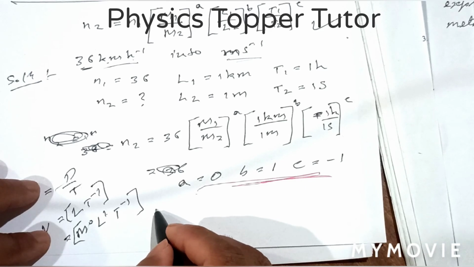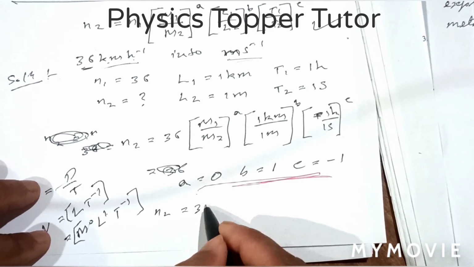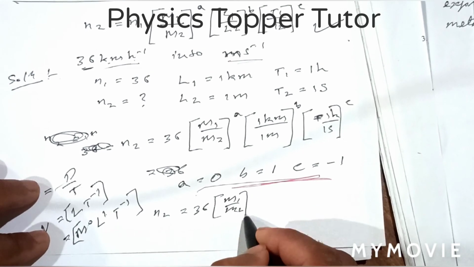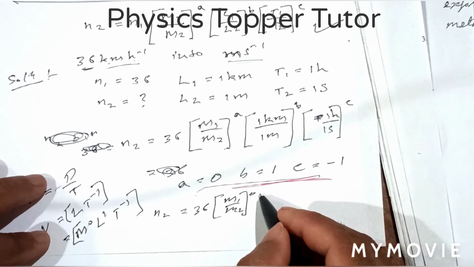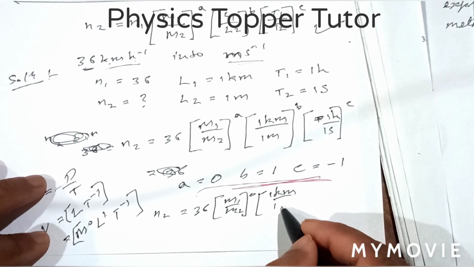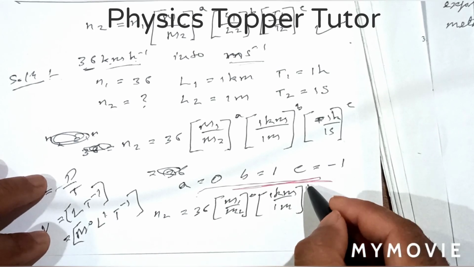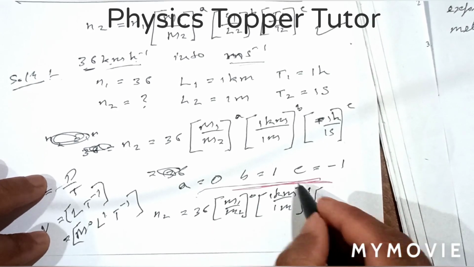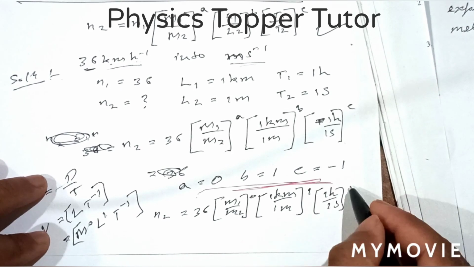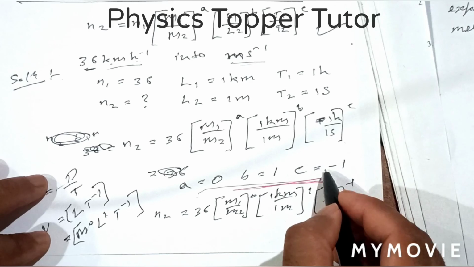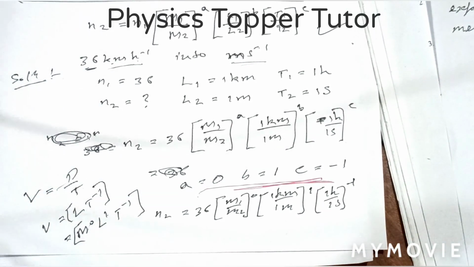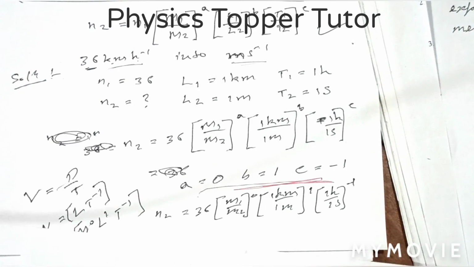Now put the values: N2 equal to 36, M1 by M2 to the power 0, 1 kilometer by 1 meter to the power 1, because b is 1, and 1 hour by 1 second to the power -1, because c is -1. And then I shall continue here.